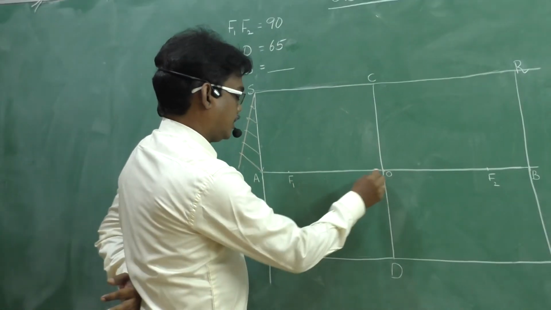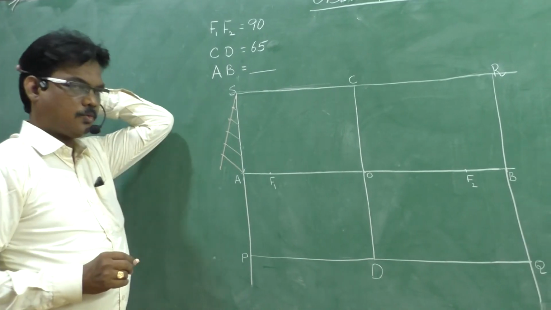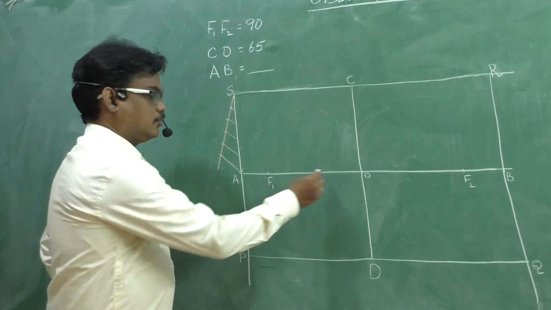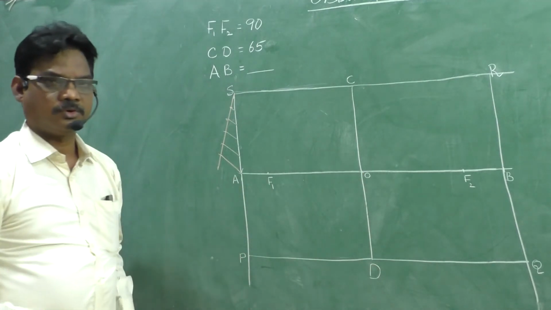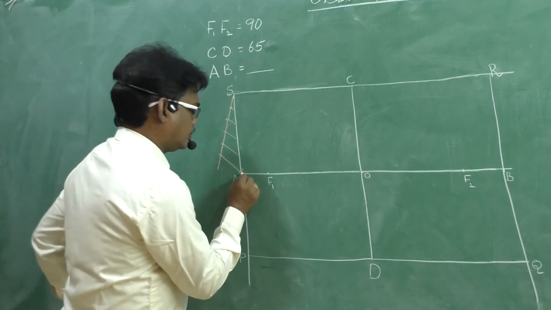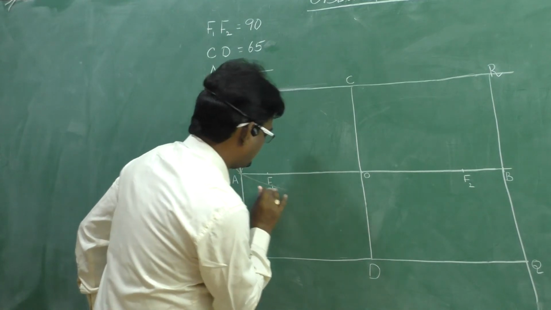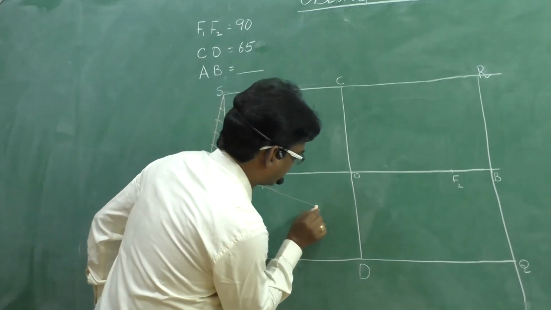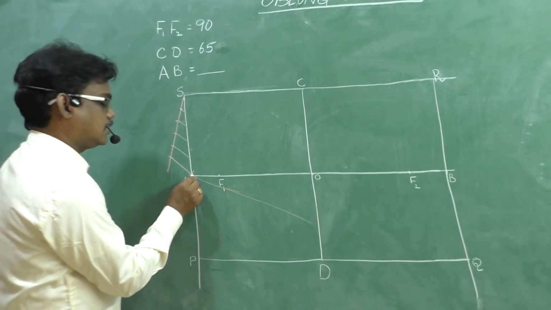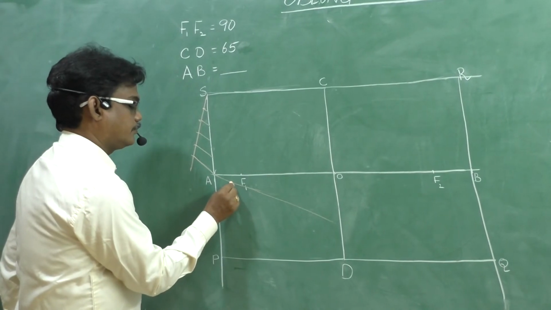divide OA into 5 equal divisions. Here also, the OA distance we don't know. The same methodology we can implement to divide OA into 5 equal divisions. Draw an inclined line of any length with any angle. After that, consider equal divisions on this line.